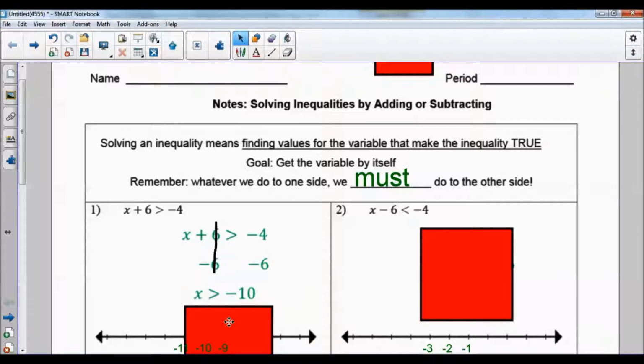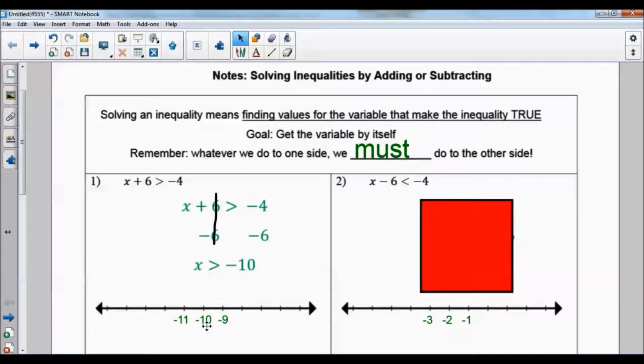Then the last part we want to do here is graph it. I put on our number line negative 11, negative 10, negative 9, just to give us one on either side of this. Since it's just greater than, not equal to, we're going to draw an open circle, so not filled in, an open circle at negative 10. And then it's greater, so it's going to go towards our positives, to the right. So there's our first example. It's just like solving an equation. We're using opposite operations. This was a plus 6, so opposite, we minus 6.